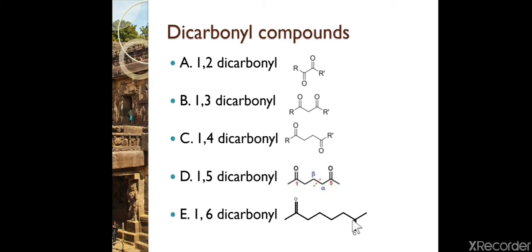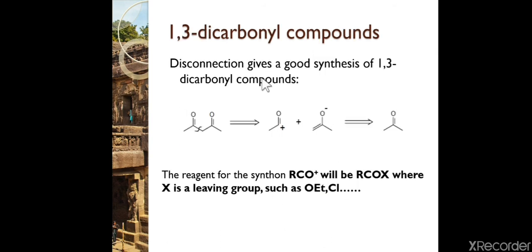So this type of dicarbonyl compounds are there in organic chemistry. So friends, today we are going to learn about 1,3-dicarbonyl compounds. We will start from 1,3-dicarbonyl compound, then 1,4, 1,5, 1,6, and lastly we will get to 1,2-dicarbonyl compound. So let's begin with the 1,3-dicarbonyl compound. Acetylacetone is the simplest example of 1,3-dicarbonyl compounds.